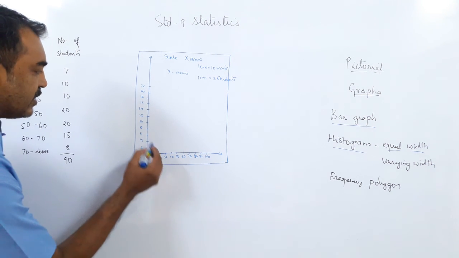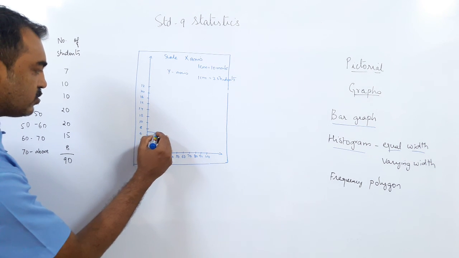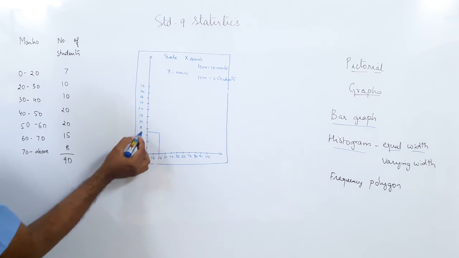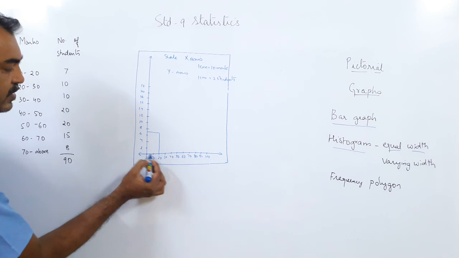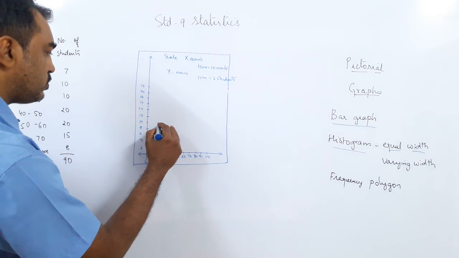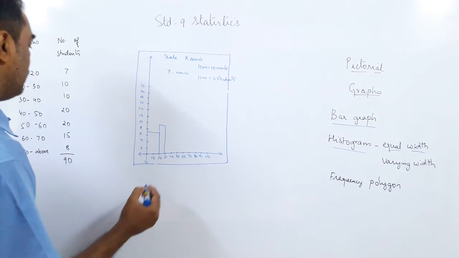So 0 to 20, there are 7 students. From 0 to 20, we have got 7 students. So between 6 and 8, exactly 7. 20 to 30, there are 10 students. 10 students from 20 to 30.